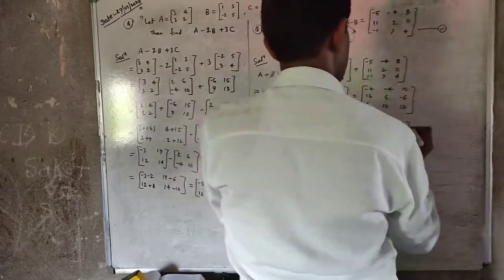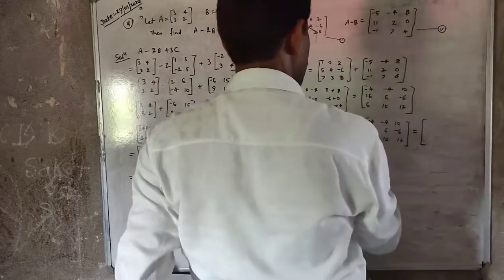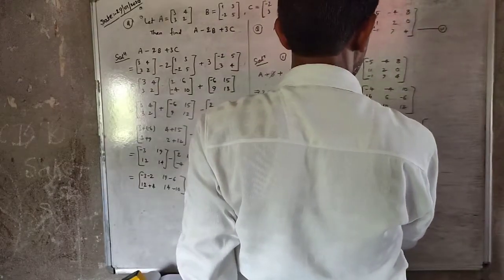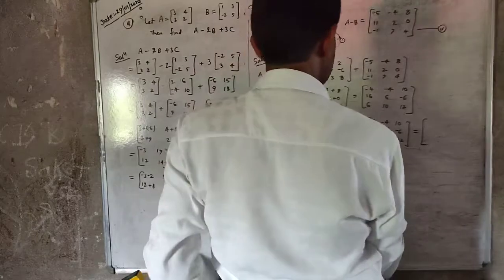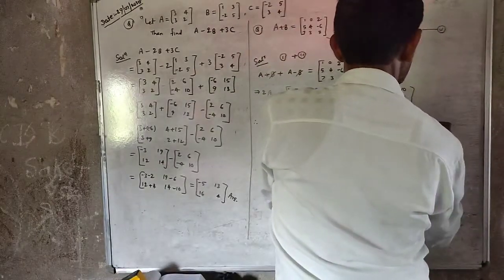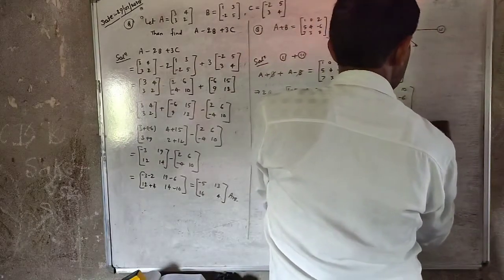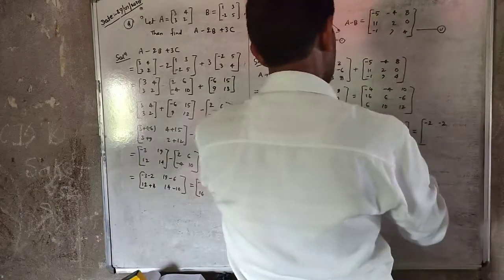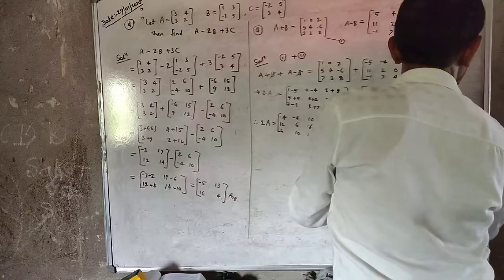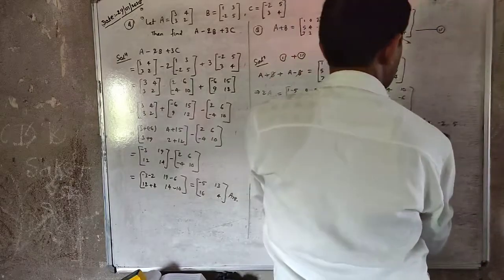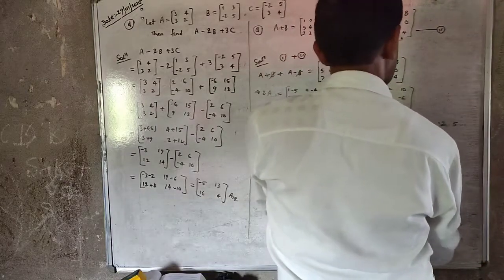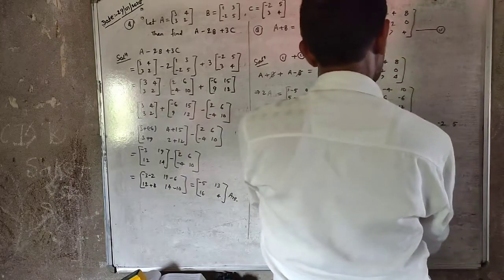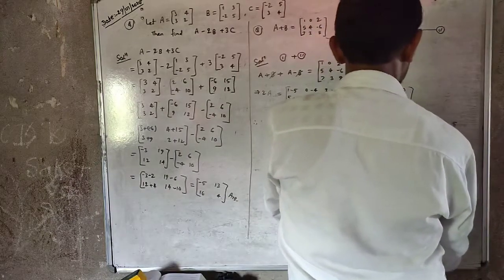If we divide all the elements by 2, then we find that minus 4 by 2 means minus 2, minus 4 by 2 also minus 2, 10 by 2 is 5, 16 by 2 is 8, 6 by 2 is 3, and minus 6 by 2 is minus 3.